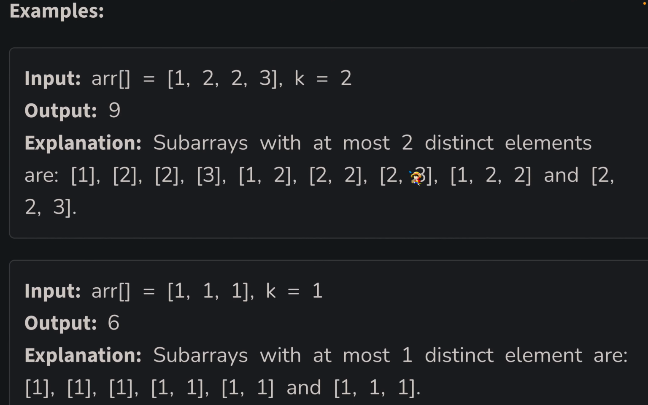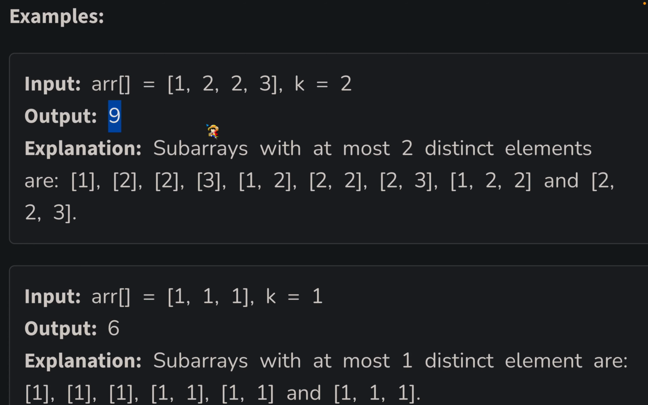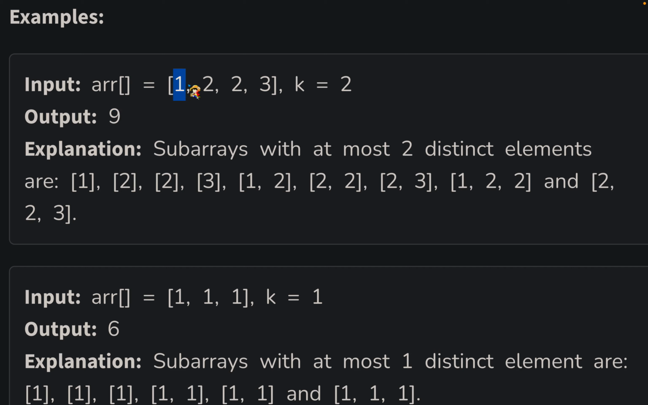Going to an example, we have such kind of an array. We have k equal to 2 and we get an output of 9. How do we get an output like that? So you see, this can be a subarray having one distinct element, which is lesser than k, which is 2, so it's valid. So I'll take 1, I'll take 2 as well, this 2 as well, and 3 as well.